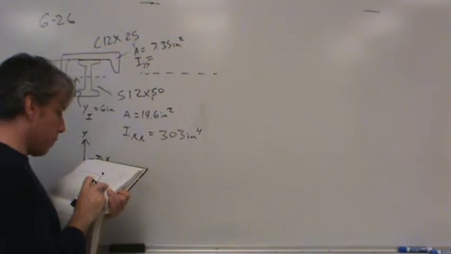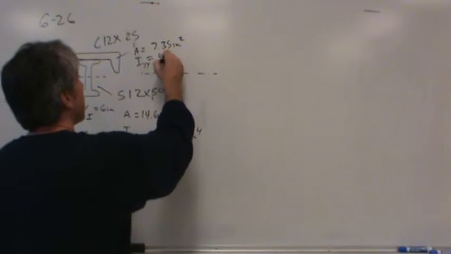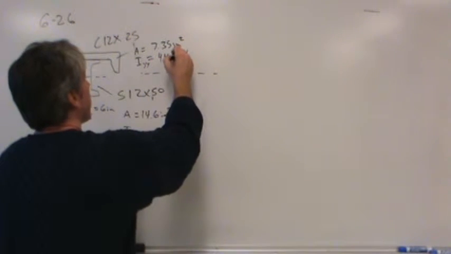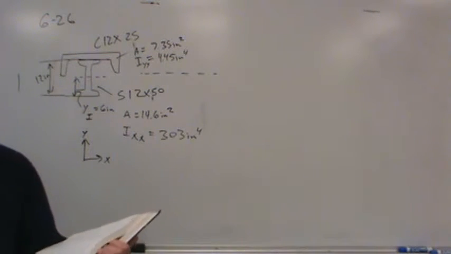Anyway, row D is what we're looking at. Yeah, so 4.45 inches to the 4th is the area moment of inertia we need for that beam. Okay?